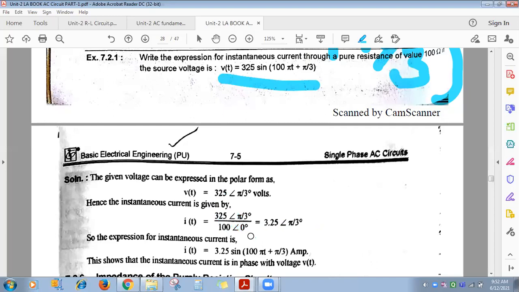Even if this is not getting to you right now, when we complete RL, RC and numericals on it, it will be very easy for you to understand. Any difficulty with this?